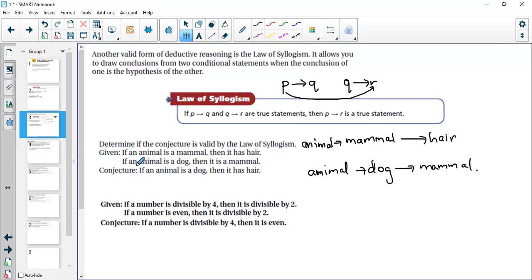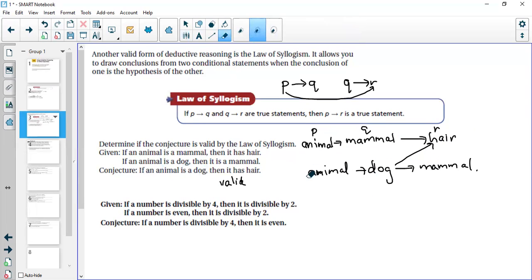Okay, so now what's the conjecture they have given you? If an animal is a dog, then it has hair. So if an animal is a dog, then it will have hair. Do you think this is a valid statement? If you connect it anywhere, yes, it is a valid statement because anyhow it is going to result in this R statement. So this is P, Q, R. Definitely that will get related to R, which means if an animal is a dog, definitely it will have hair.